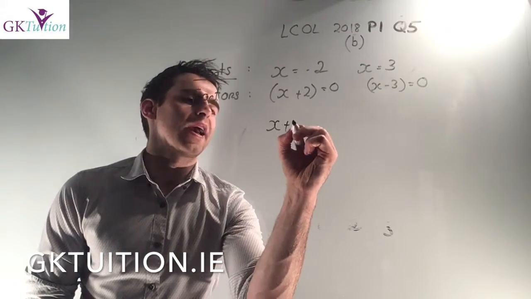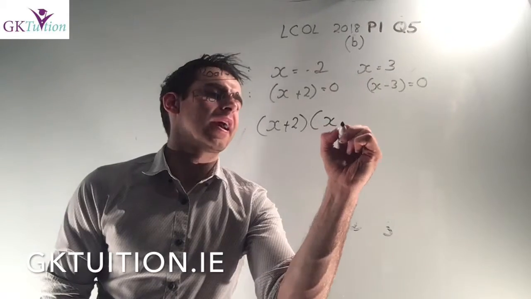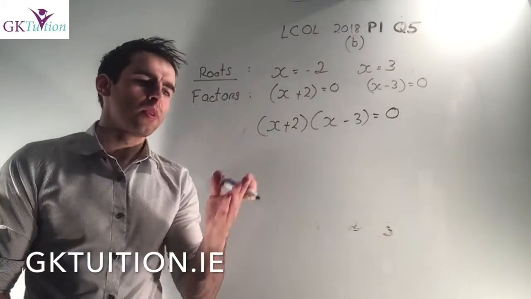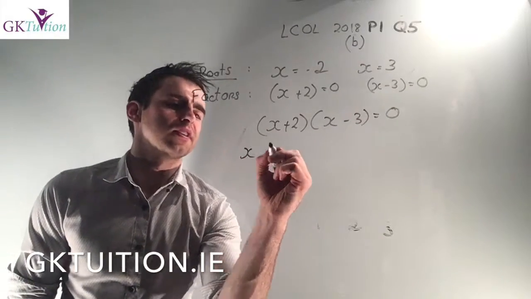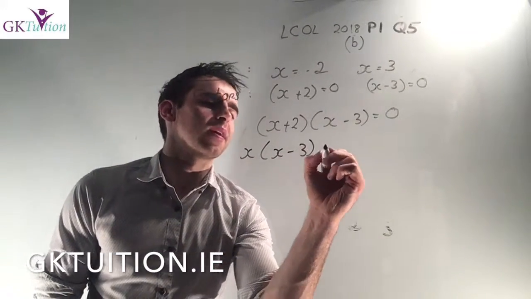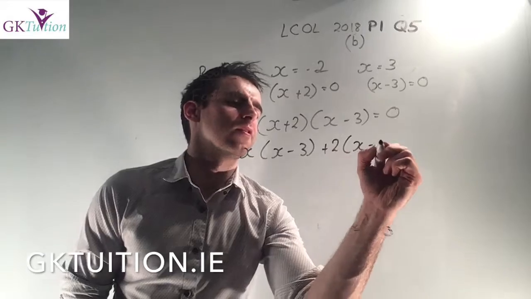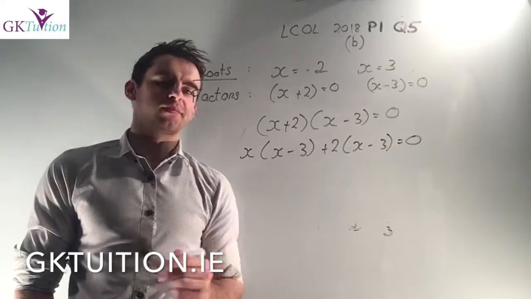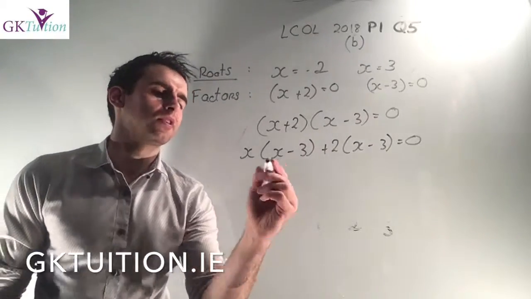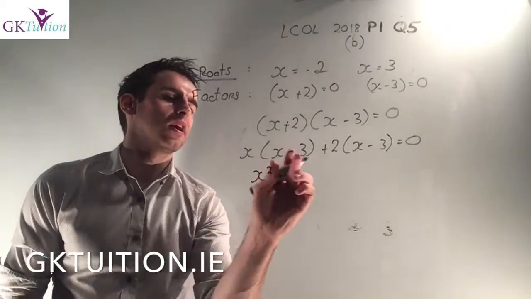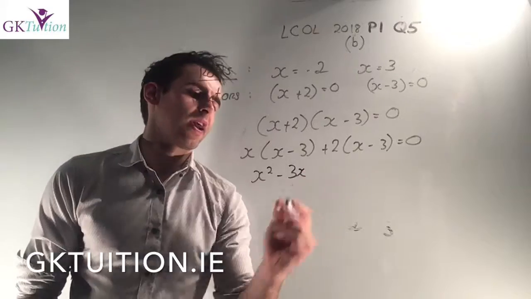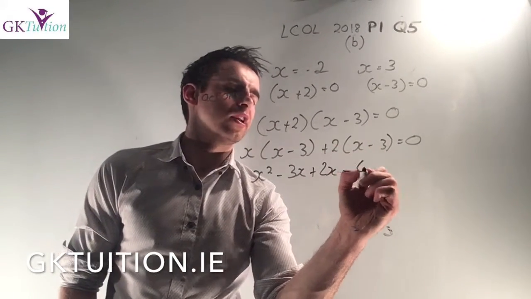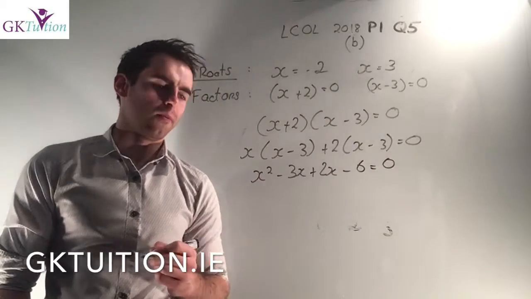So I need to multiply x + 2 by x - 3. So I'm just going to multiply one factor by the other. It's double brackets here, so it's the first thing in the first bracket by the second bracket, plus the second thing in the first bracket by the second bracket. x by (x - 3) plus 2 by (x - 3). If I multiply it out, x by x is x², x by -3 is -3x. 2 by x is +2x, plus 2 by -3 is -6, and that's equal to 0.